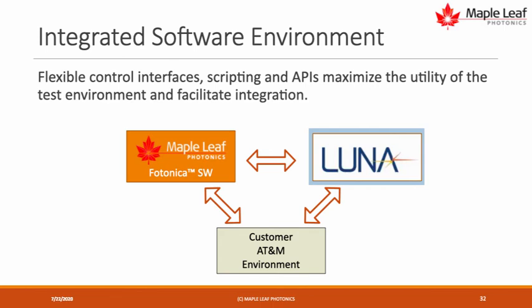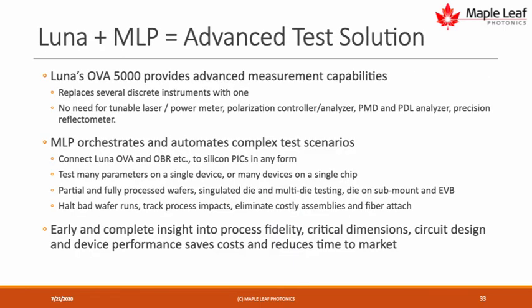So I just want to wrap up here. Clearly, Luna and Maple Leaf have products that work well together. Luna's OVA 5000 vector analyzer is unique in terms of its spatial resolution. It gives you incredible insight into the chips, and it replaces several optical instruments with one. You don't need the polarization controllers. You don't need the power meter or the tunable laser. It's all built in. So one instrument does a lot, and the same is true with the Maple Leaf product.